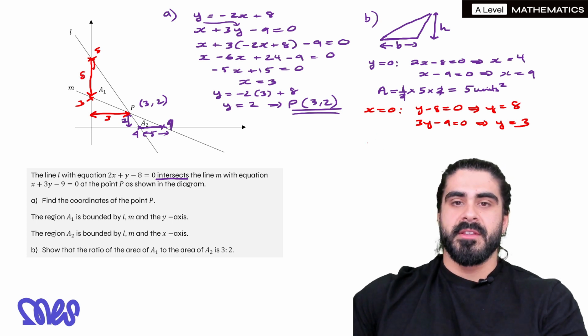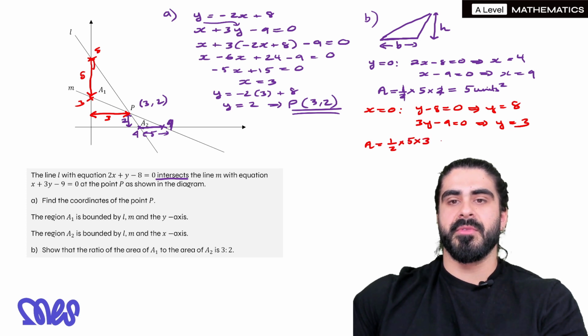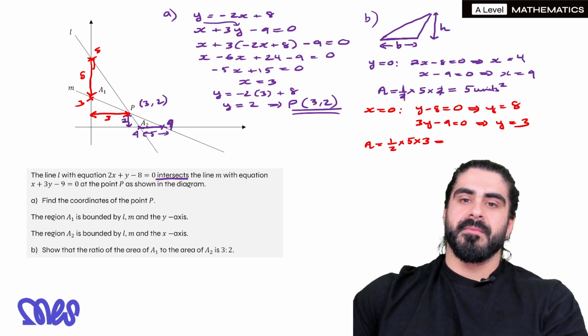So what's the area then? The area is a half times the base length, which is 5, times the height of 3. So that gives us 15/2.